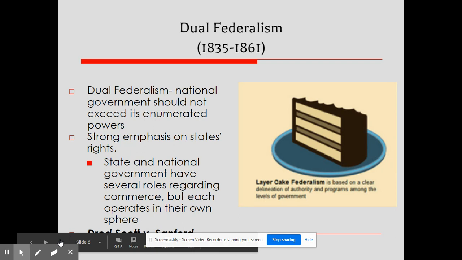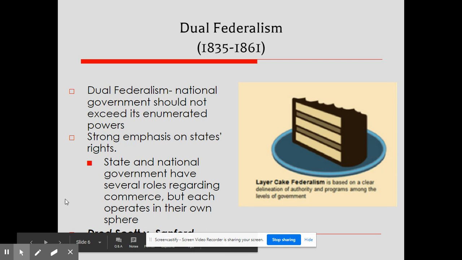During this time period, if you look at 1835 up there to 1861, we see a strong emphasis on states' rights as well. So while they each are doing things, they're operating basically in this idea of a layer. If you think about it, the federal government is the top layer, the states are the middle layer, maybe the local government is the bottom layer, and they're not really overlapping much between them. Even in the area of commerce, they're really trying to keep themselves distinct.